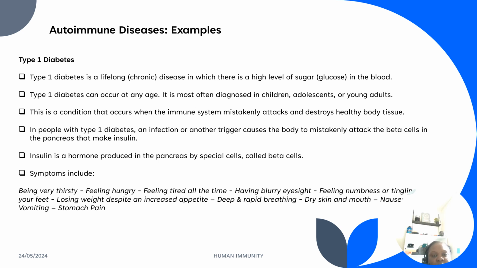For example, type 1 diabetes. Your antibodies attack and destroy insulin-producing cells in your pancreas. An infection or another trigger causes the body to mistakenly attack the beta cells in the pancreas that make insulin. Symptoms include feeling hungry and thirsty, feeling numbness or tingling in your feet, vomiting, deep and rapid breathing, and stomach pain.